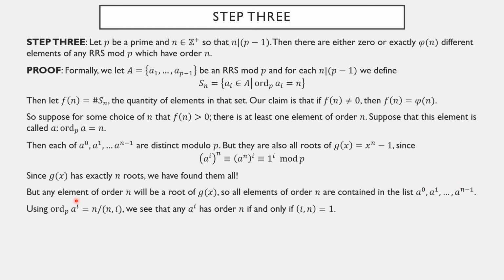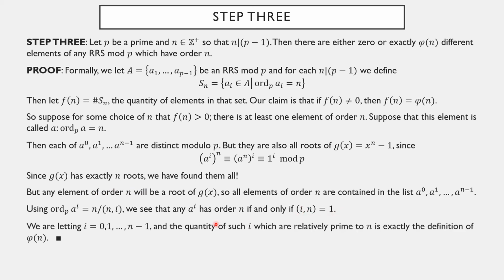Which powers of a actually have order n? The powers that are relatively prime to n. The powers range from 0 to n minus 1. The powers that are relatively prime to n count out exactly the things that have order n. How many of these powers are relatively prime to n? Exactly phi of n of them. So overall, having found one element of order n, in other words, f of n wasn't 0, I conclude that if I call that element a, these things are all distinct mod p, but they're all roots of this.